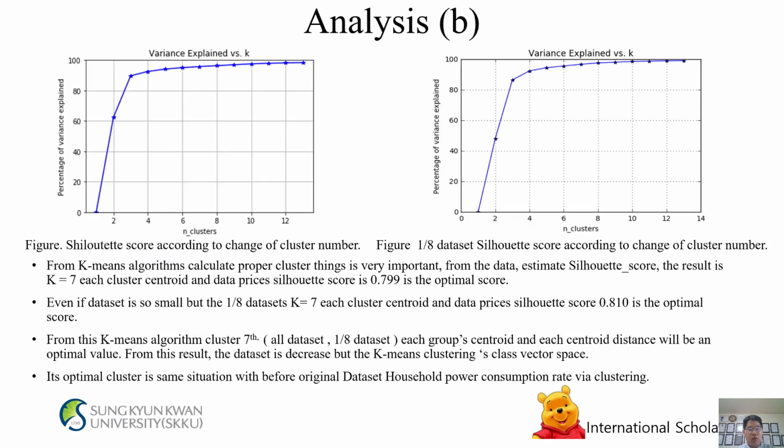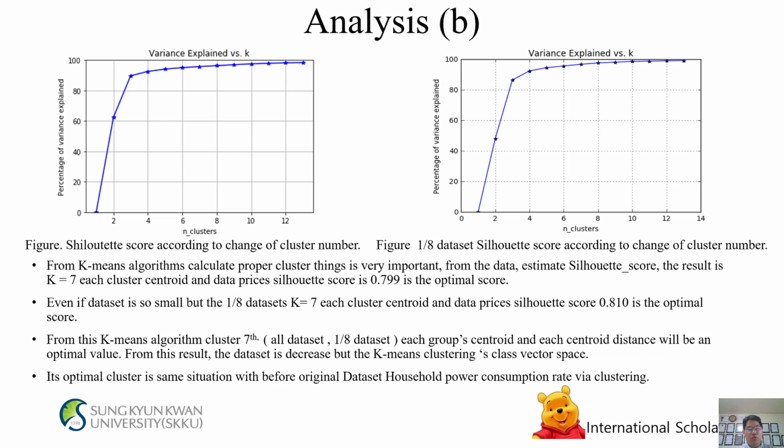Analysis B. N-cluster variance explained versus K. Figure: Silhouette score according to change of cluster number, for the A per 1 dataset. From the K-means algorithm, calculate the proper cluster. The scene is very important. From the data estimated Silhouette score, the result is K equals 7. Each cluster centroid and data price Silhouette score 0.799 is the optimal score.